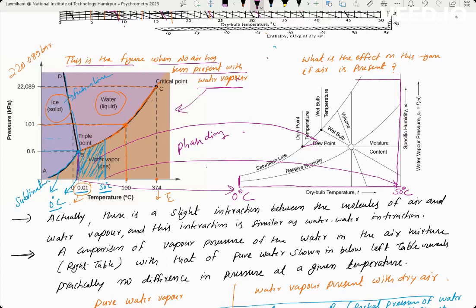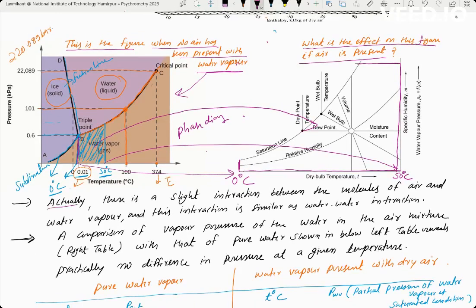So this phase diagram is considered only for the water vapor. When water vapor is heated at different temperatures, what is the saturation pressure? So this is the saturation pressure temperature data for pure water. But in air, the water vapor is present and interacts with air. So what is the effect on this figure if air is present? Because in moist air, vapor is present with air, it is not like pure water. So if some dry air molecules are present with water vapor molecules, is there any change in the pressure temperature data? The answer is given here.